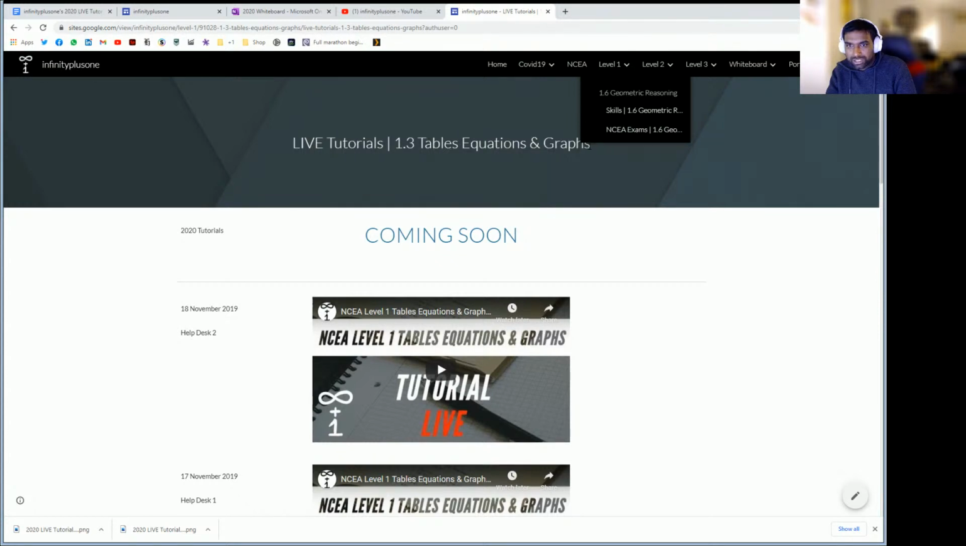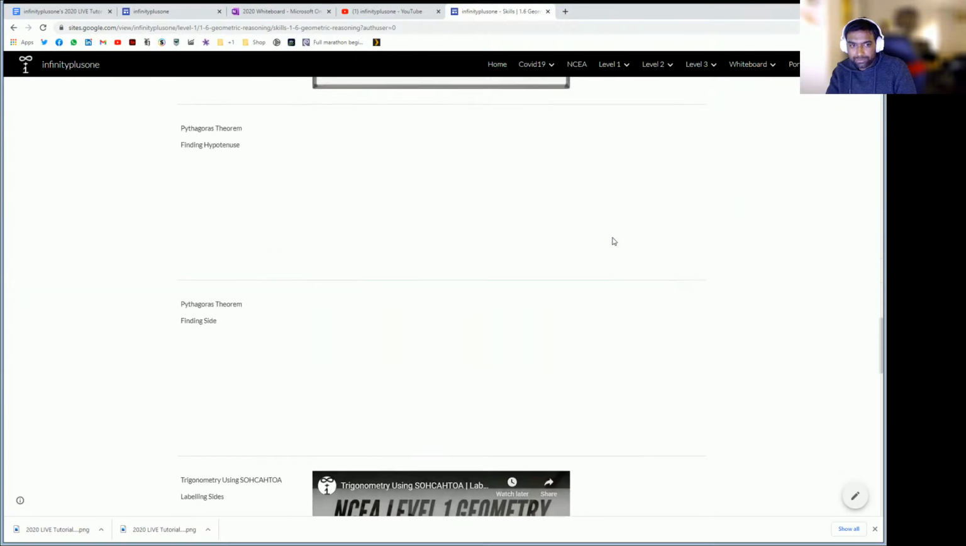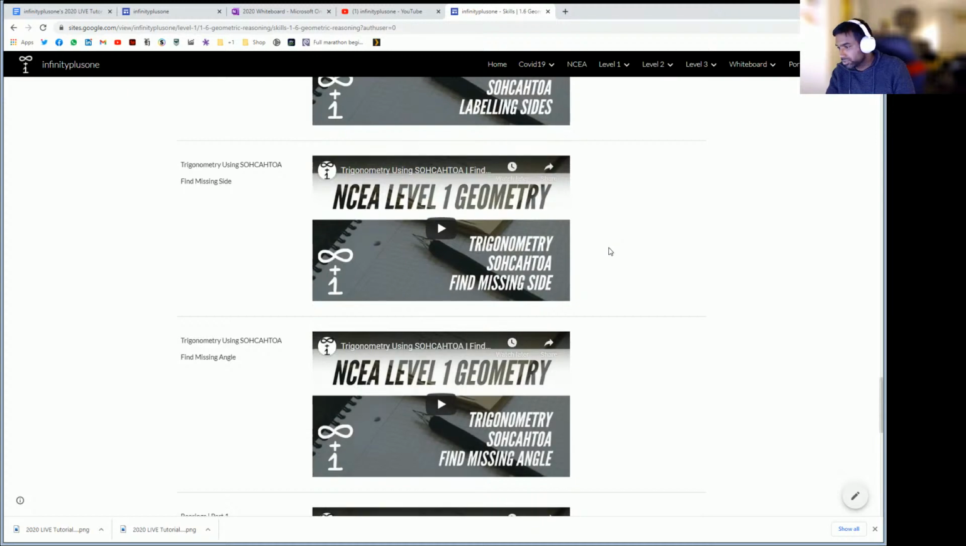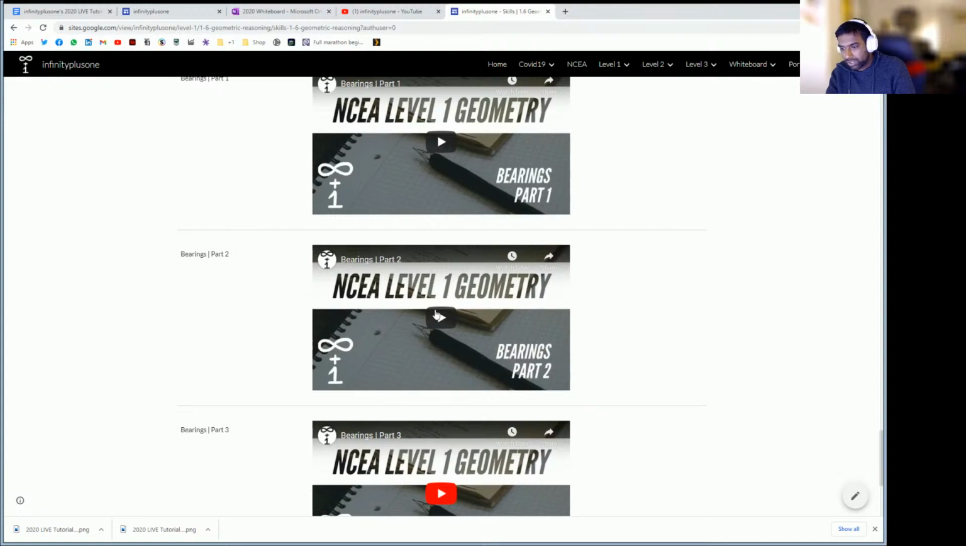Or you could go to geometric reasoning. I haven't actually done any tutorials. In fact, this is my first tutorial that I've done for geometric reasoning. But all those live streams get saved. For geometry, I would say just try and get those skills sorted out, and make sure you cover bearings. Bearings is the big one that's going to pop up, and that's a nice excellence question, which usually gets you like 7 points.